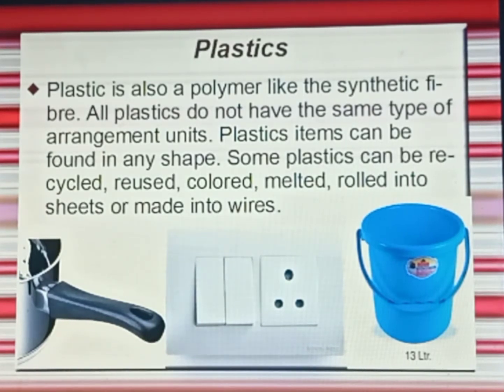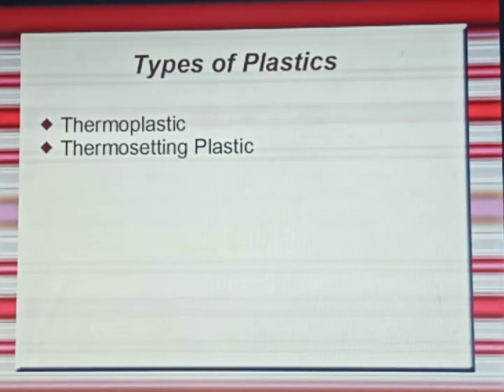So let us move ahead. I hope you have understood it. Now let us move ahead. Types of plastics. There are mainly two types of plastic: thermoplastic and thermosetting plastic. I have told you there are two types: thermoplastics and thermosetting plastics.